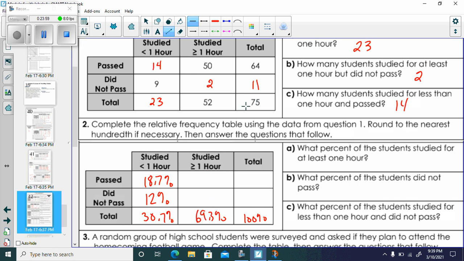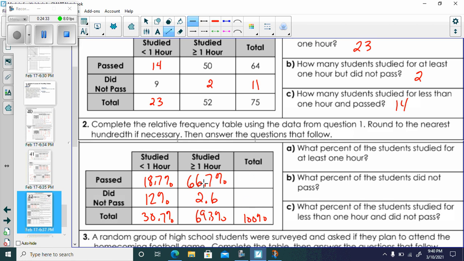50 out of 75, 50 divided by 75, would give you 66.7%. All right. And this is 2 out of 75. 2 divided by 75. That would give you 2.7%, or 2.6%. Okay. If you add these two together, 66.7 plus 2.6, you come up with 69.3%.